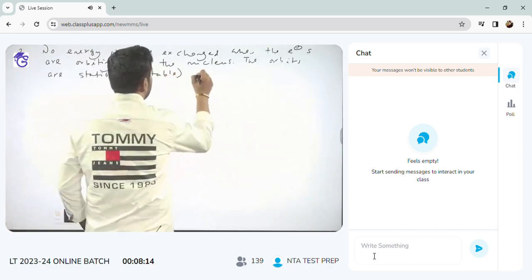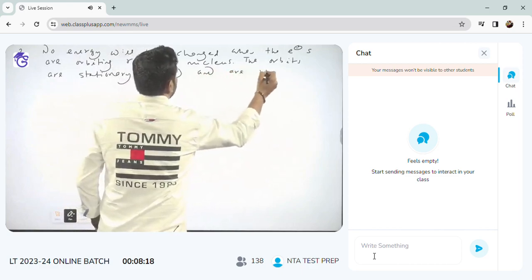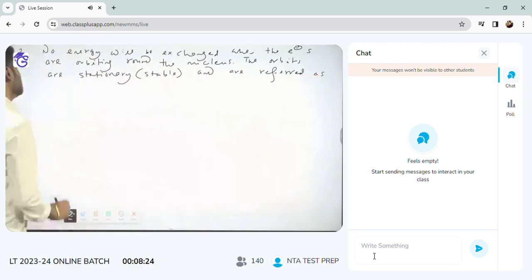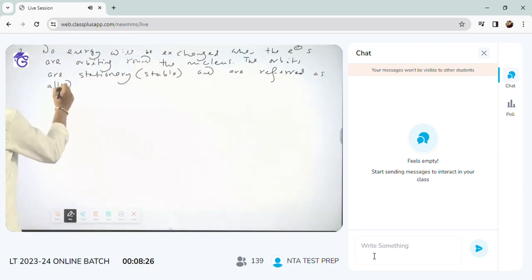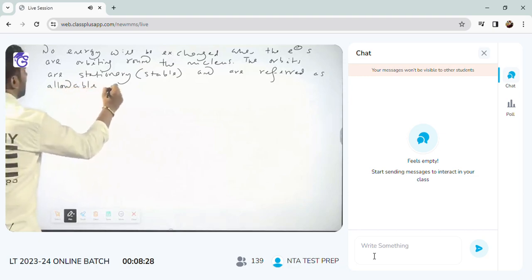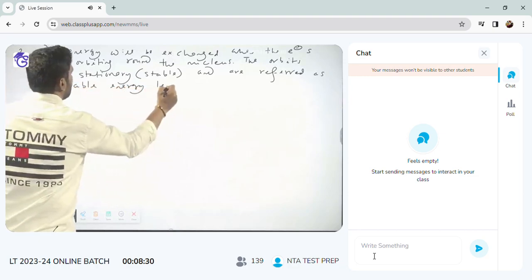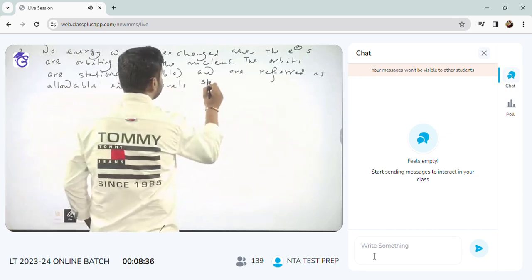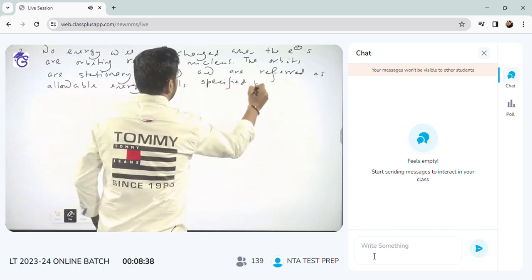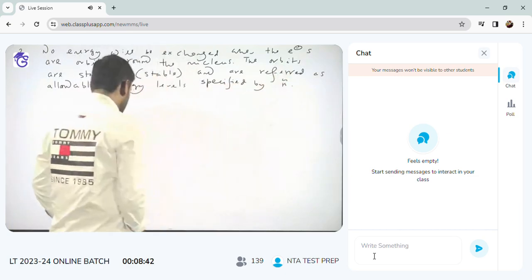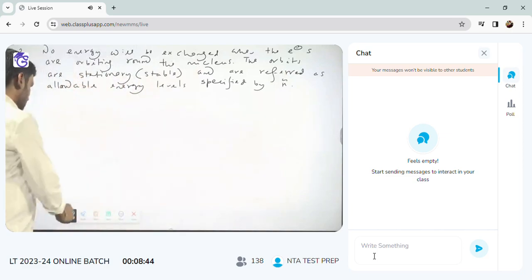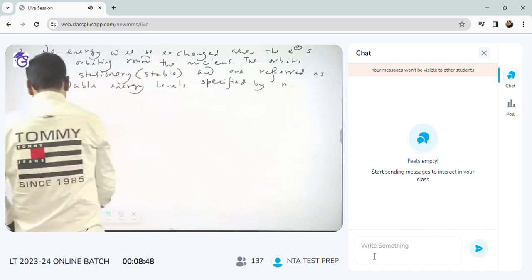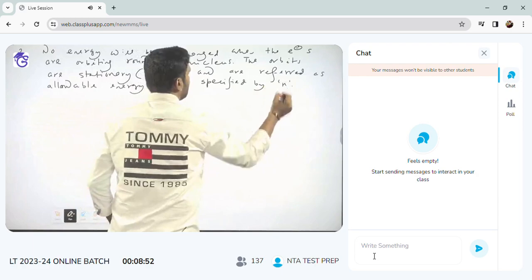Which are stationary and are referred as allowable orbits, also referred as allowable energy levels specified by principal quantum number n. Be careful. The orbits are not random. They are specified by a specific quantity. What is that quantity? That quantity is the principal quantum number n.